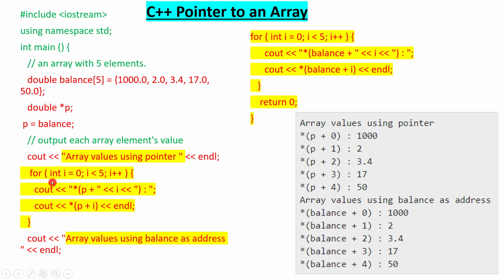So next the for loop will come: for integer i equal to 0, i less than 5, i plus plus, cout star p plus i, and cout p plus i. So the for loop will be executed with integer i equal to 0 as the starting value.